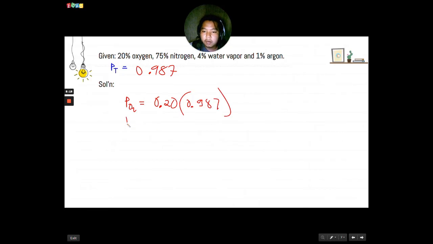The rest will follow. P of nitrogen, P of N2, that's 0.75. If you notice, oxygen is O2 and nitrogen is N2. These are diatomic molecules, as discussed in Gen Chem 1. Be careful when it is only one digit, that's 0.04. Usually that's the common mistake of students, they make it 0.40. And 0.01 for argon. That's why argon is so little, because most of it is gone.